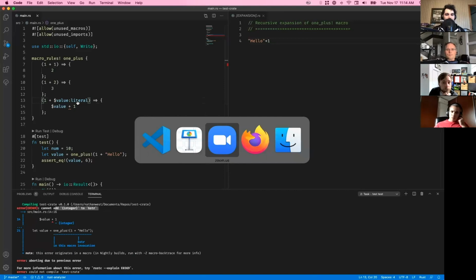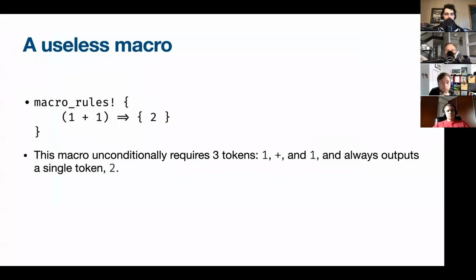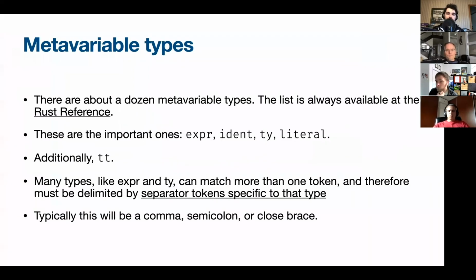Let's talk about those types a little more. In the Rust macro system, there's about a dozen types. The list is always available in the language reference guide, to which this is a link, which you can see later. In my experience, there's about 4.5 really important ones that you want to keep in your back pocket.